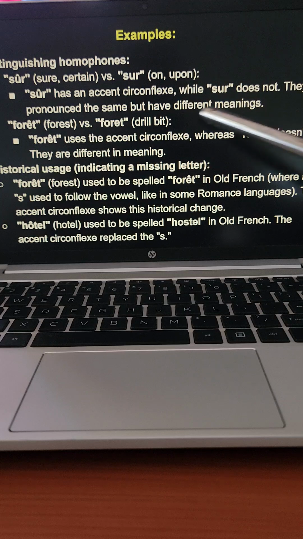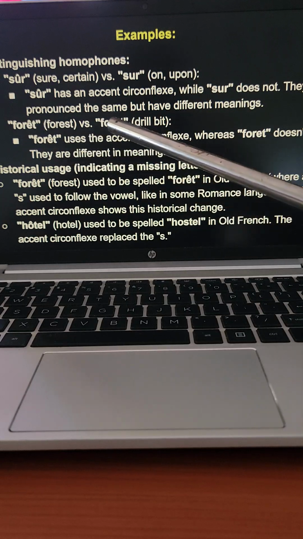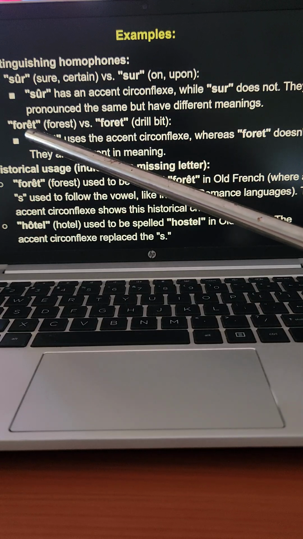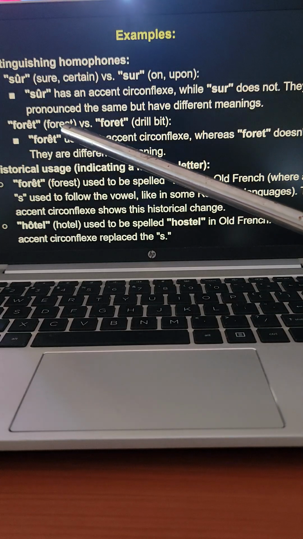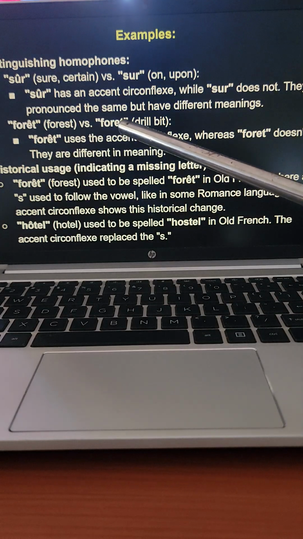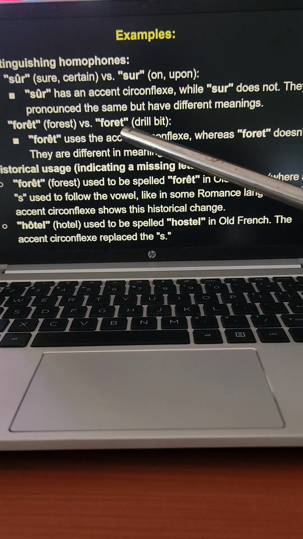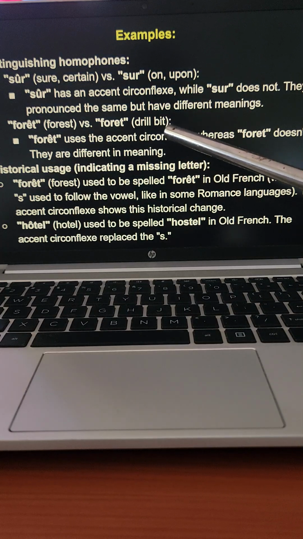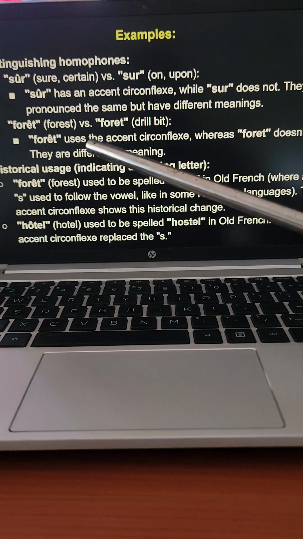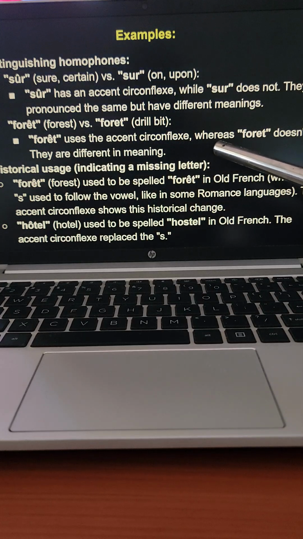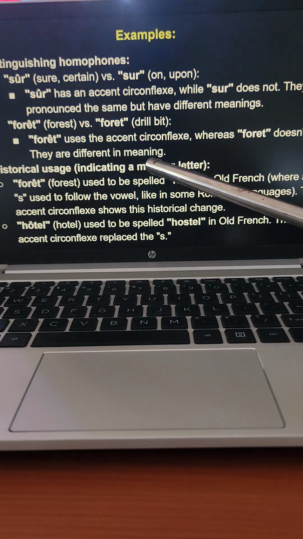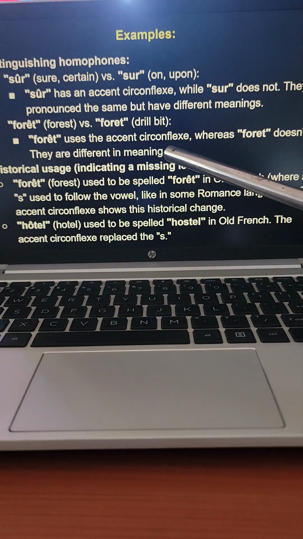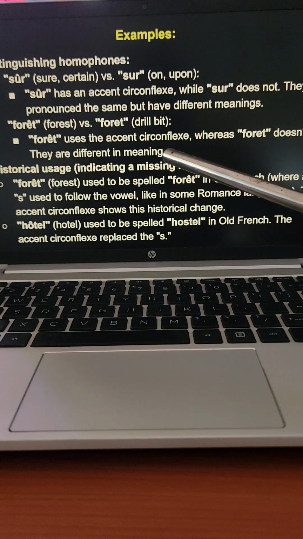Be careful with that. Another example is forêt and foret. One, forêt with an accent circumflex, means forest. The other one, foret, pronounced the same, has a different meaning, which means drill bit. You see? So forêt uses the accent circumflex, whereas foret does not. They are different in meaning, but they sound alike.